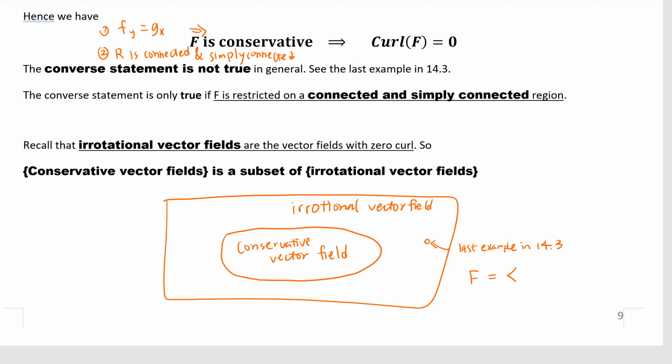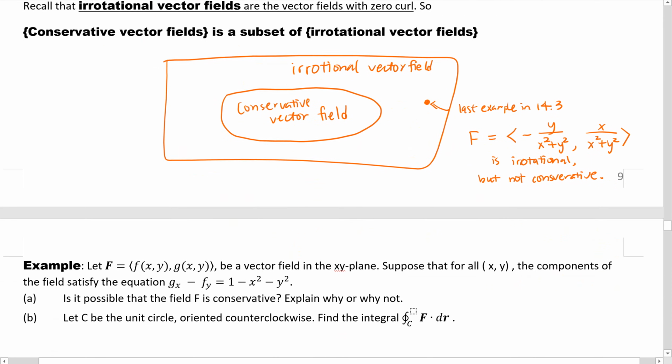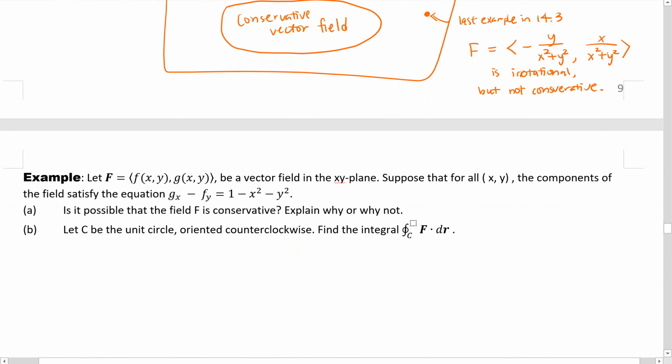That vector field was minus y over x squared plus y squared, and x over x squared plus y squared. So this one is irrotational, but it is not conservative. So far so good, everybody? Okay, let's continue. Let's do some examples.